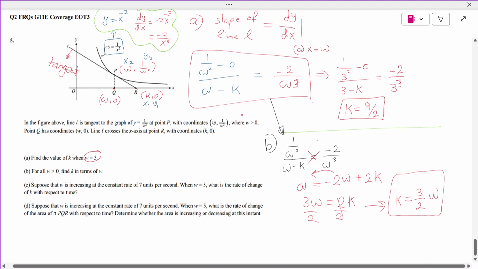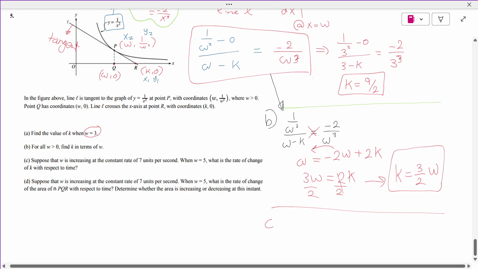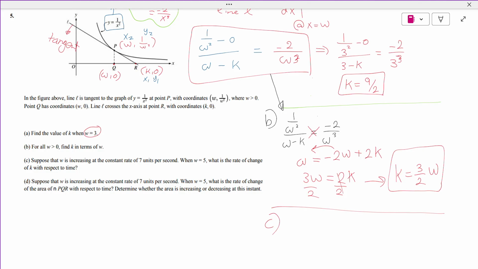Now, part C says, suppose that w is increasing at a constant rate. So this is dw over dt, which is equal to 7. When w is equal to 5, what is the rate of change of k with respect to time? So we are looking for dk over dt. To find that, you need a relation between w and k, which is the answer of part B. So you just need to differentiate what you got here. So dk over dt equals 3 over 2, it's a coefficient, leave it, times dw over dt, which is given as 7, so that is 21 over 2.